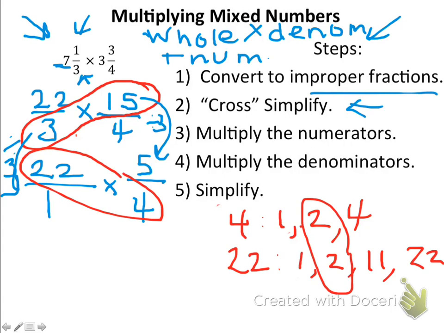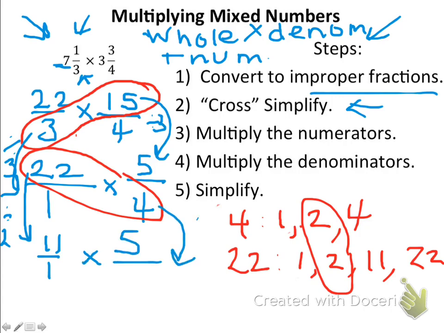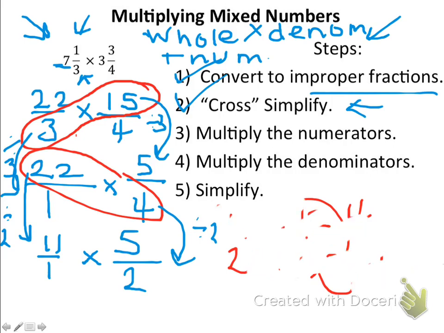22, we're going to divide them both by 2, so 22, and we're going to divide by 2. So we have 11 over 1 times 5, and then 4 divided by 2 gives 2. So now we've done step 1 and step 2. Now we're going to multiply, I'm going to erase this so I have some space again. We're going to multiply the numerators, then multiply the denominators, and then simplify. It's just like multiplying other fractions.